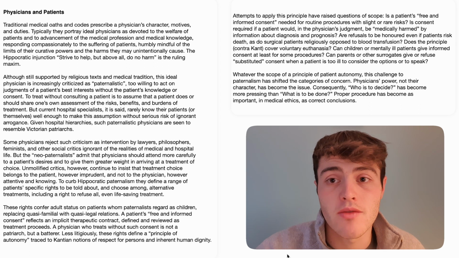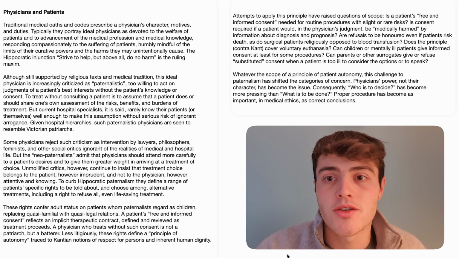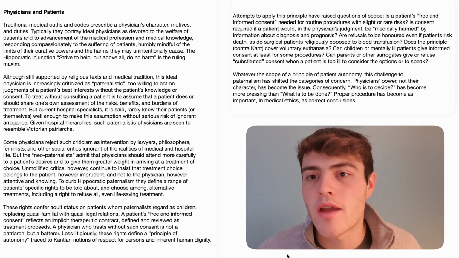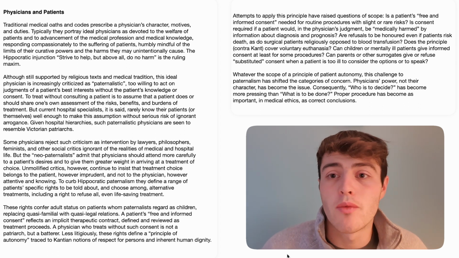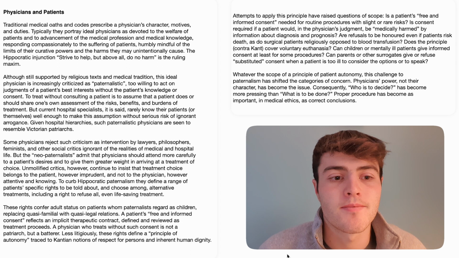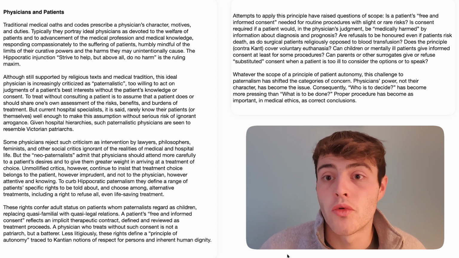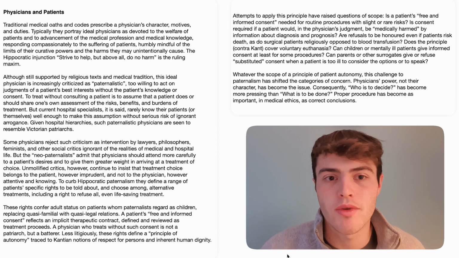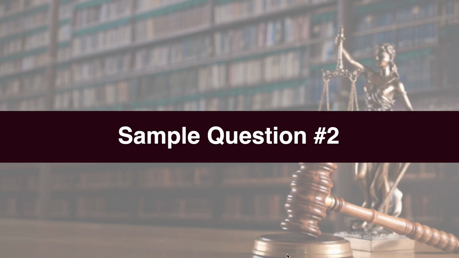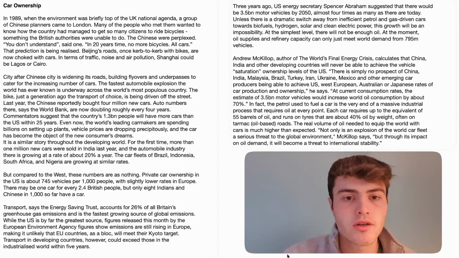We can see in the rest of the passage discussion of different parties and groups and bodies who might have a say and who might be more or less justified in deciding. However, all the author passes judgment on is that someone should decide, and that is the question we should be asking. Let's try this again in a second sample question.